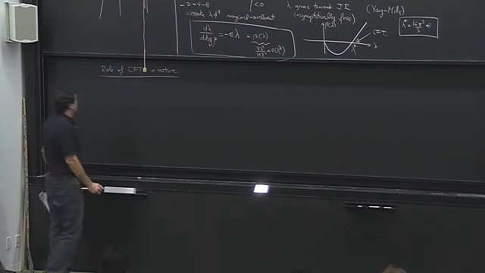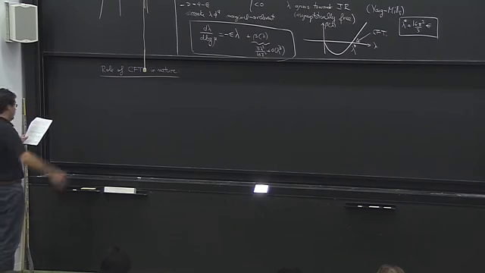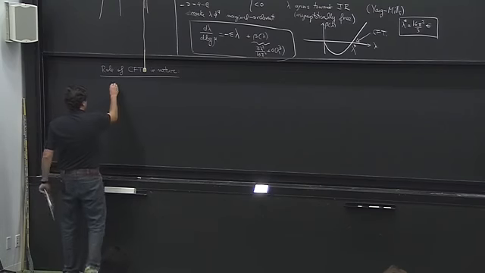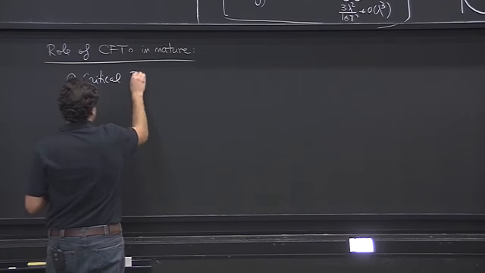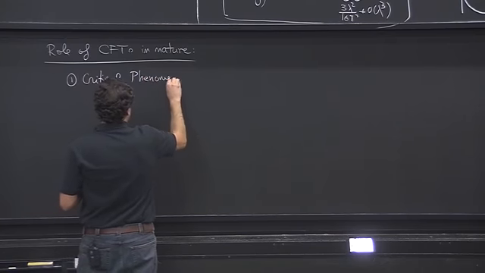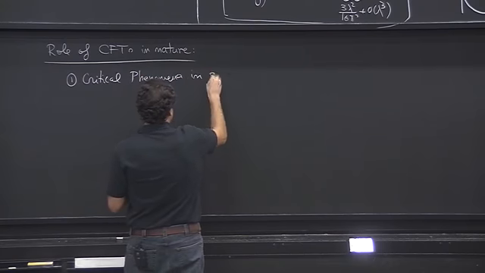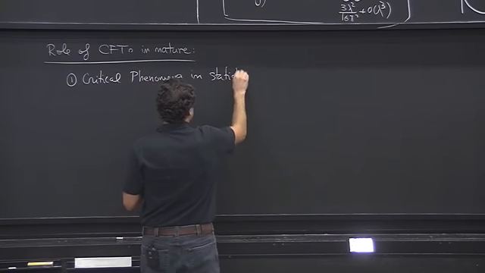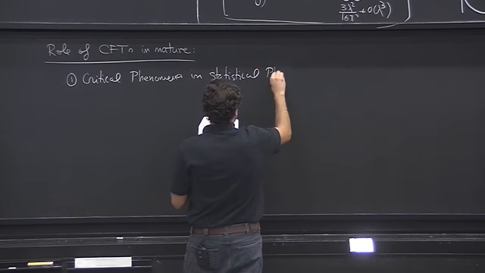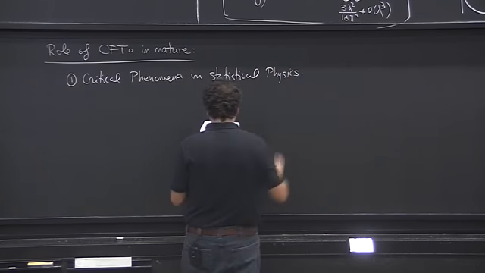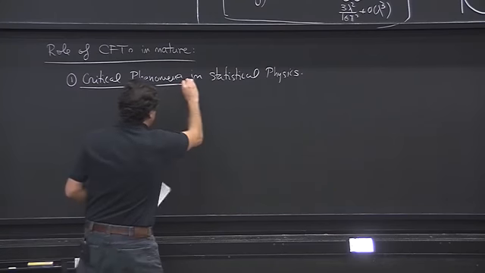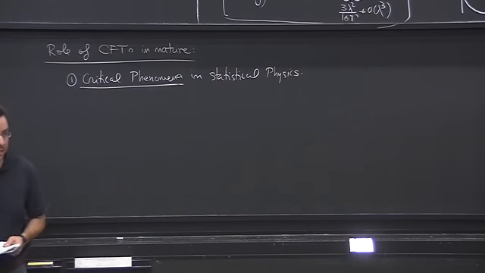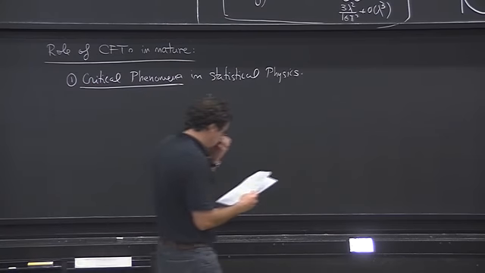two traditional applications of conformal field theory in nature, which is very closely related to the one I've been discussing there. One is to critical phenomena in statistical mechanics and statistical physics. So I imagine that you have seen some of this in your statistical physics courses, so I'll just be a little bit brief about this.